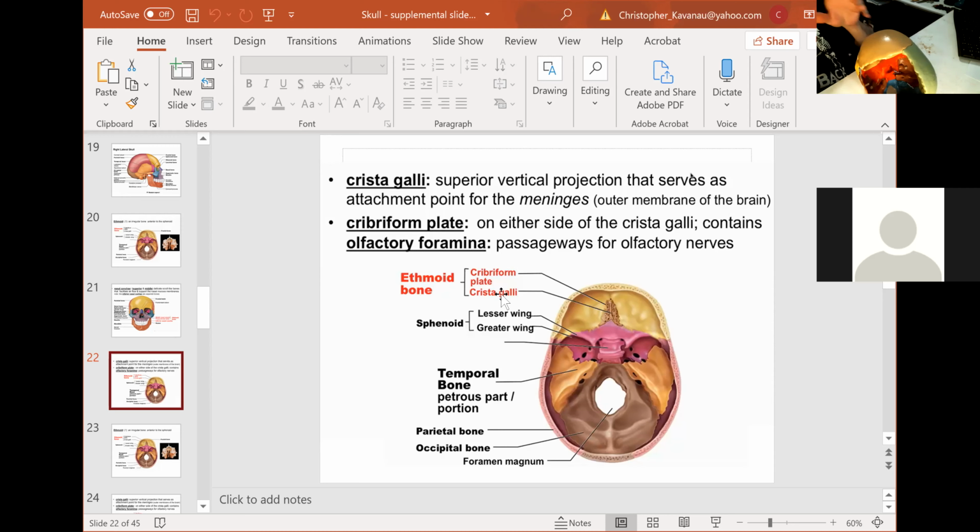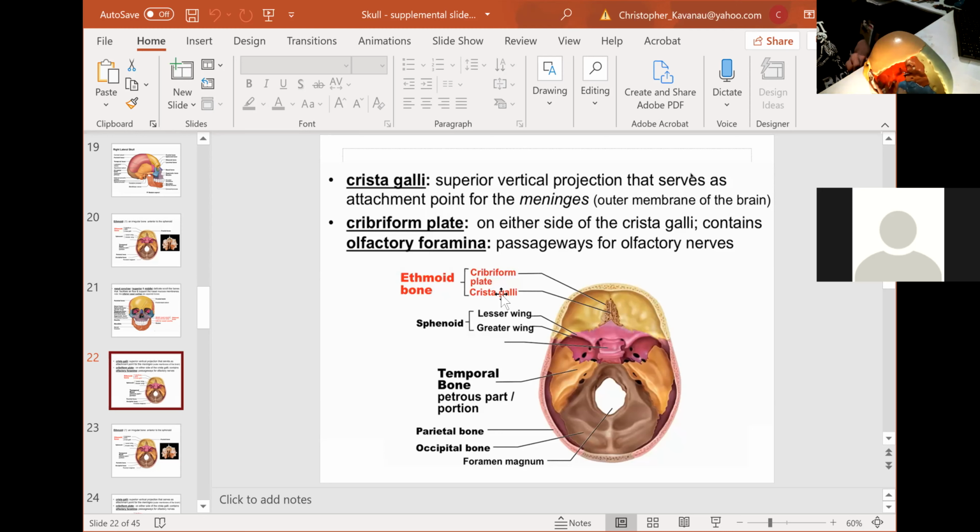Cutting through it, it's tough. And so I'm going to try to see if I can get my probe on that crista galli, a little bit challenged. But it's the structure that's sticking up back there. That's the crista galli. Looks just like a coxcomb. Okay. And then you see these little holes in here? That's called the cribriform plate.